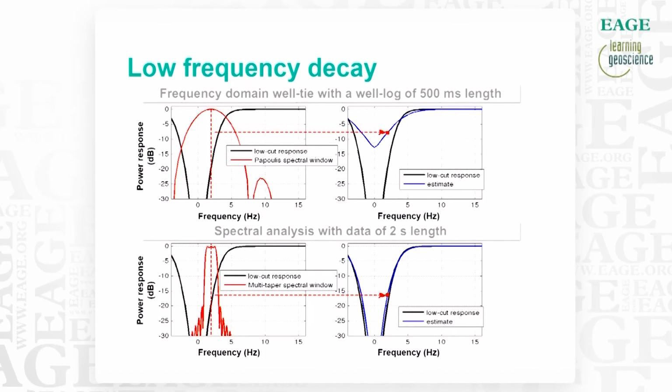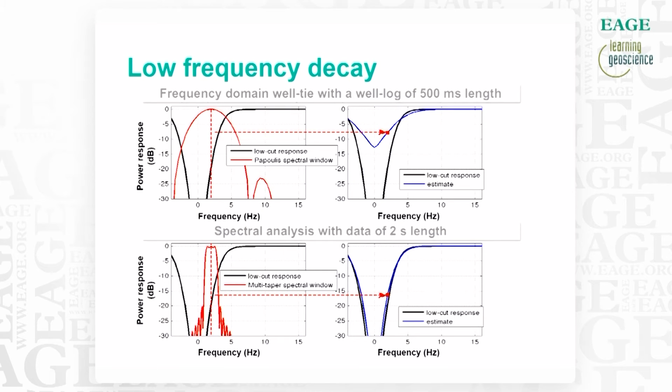Firstly, the low frequency amplitude decay. Traditionally, we use Parzen type tapers. You see, due to the length of those tapers, instead of capturing that low frequency decay on the top right panel in black, we estimate the blue, which is biased, and it's not the low frequency decay we are after.